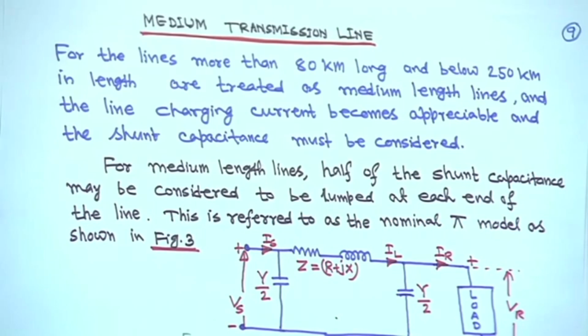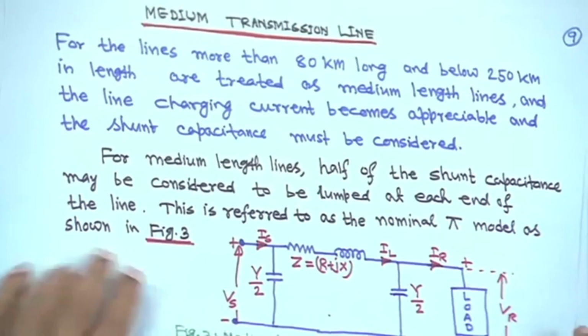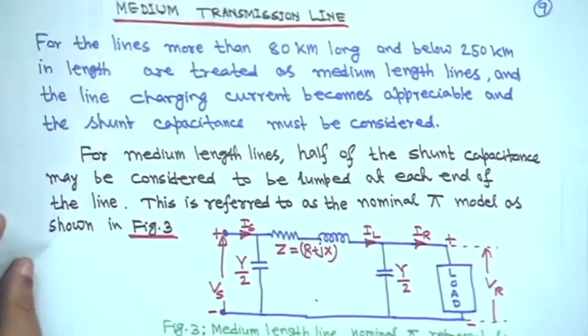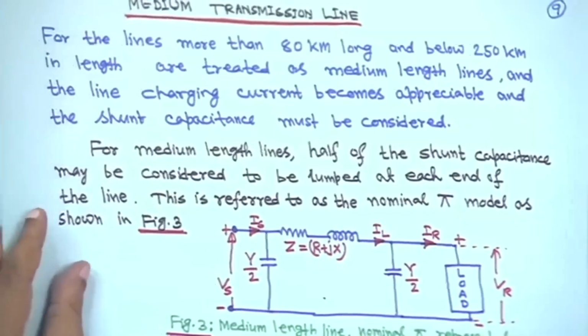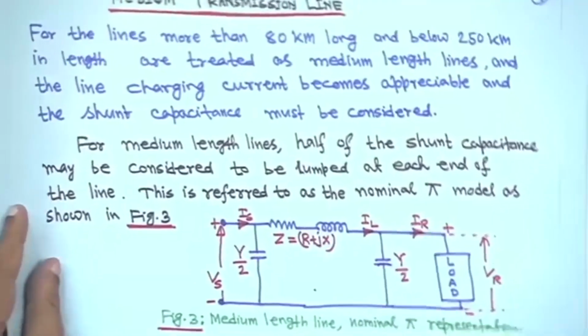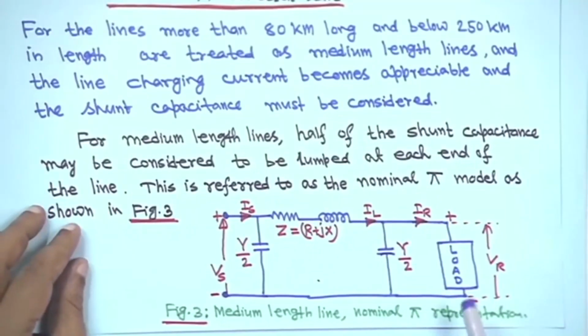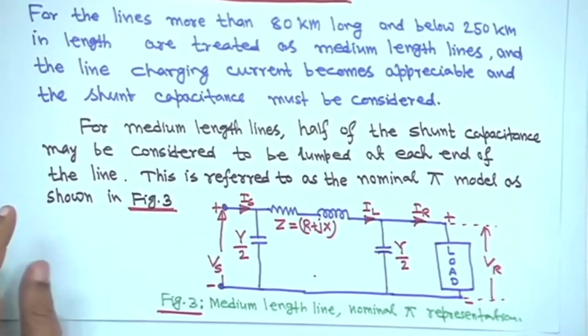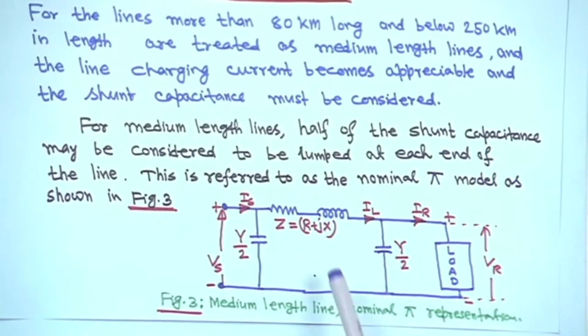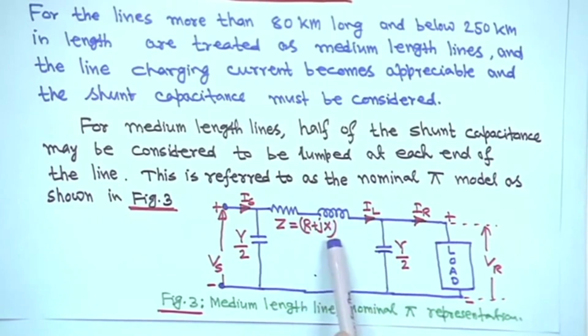So, in that case you have to consider the charging capacitance or shunt admittance. Suppose this is a medium line represented by a nominal pi representation. That means the total charging admittance is lumped half and half on both sides: Y by 2 on this side and Y by 2 on this side. This is called a pi network, and this is the transmission line Z equal to R plus jX, and this is the load.